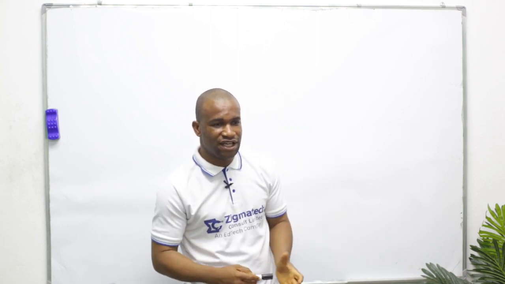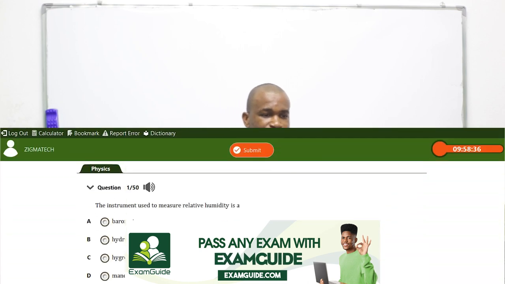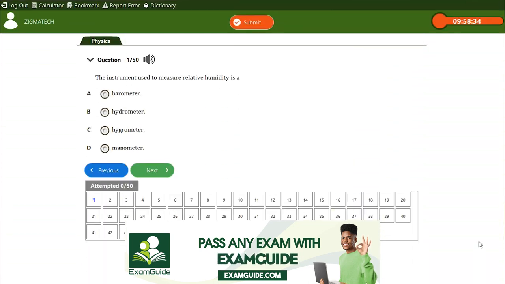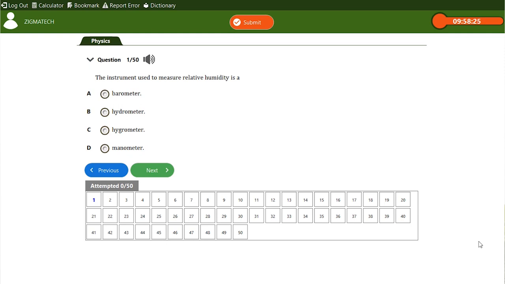Well, the first question here is, the instrument used to measure relative humidity is A, barometer. Barometer is an instrument used for measuring atmospheric pressure. We have B, hydrometer, and then C, hygrometer and D, manometer. I think the answer there is B, hydrometer. Why? When we talk about hygrometer, it's used for measuring relative humidity. Manometer is used for measuring gas pressure. So the option is B.